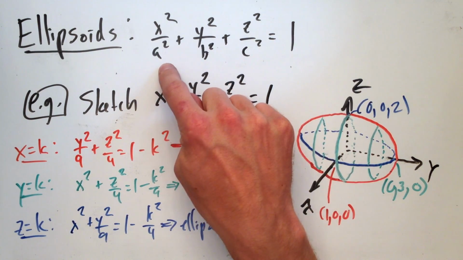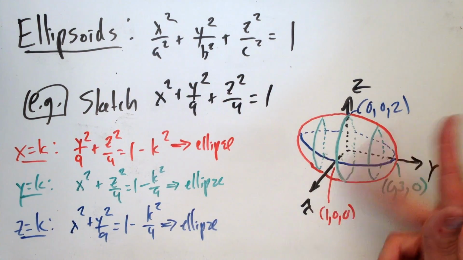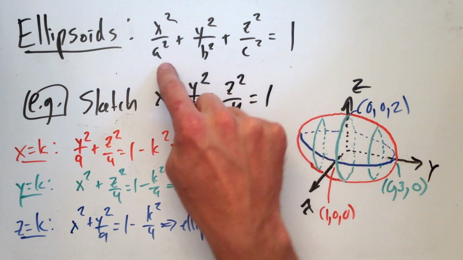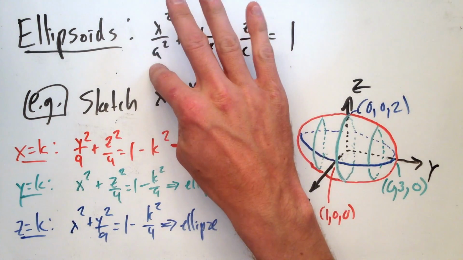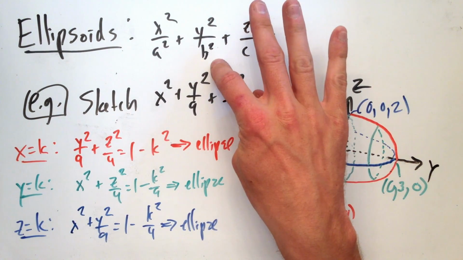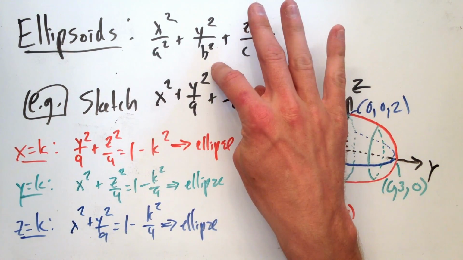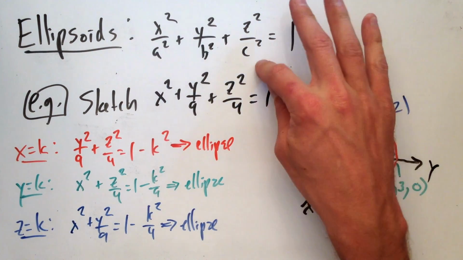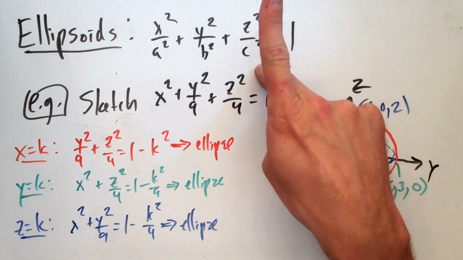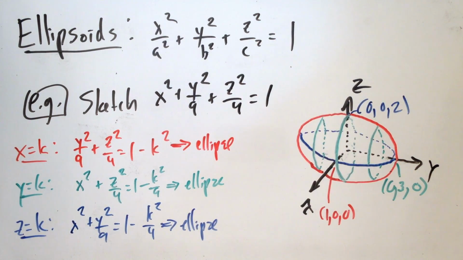The extreme points on the x-axis will have x-coordinate a and y and z-coordinates 0, or plus or minus a really. Along the y-axis, the y-intercepts will be plus or minus b. Those are extreme points along the y-axis. Along the z-axis, the extreme points have z-coordinate plus or minus c and x and y-coordinate 0.